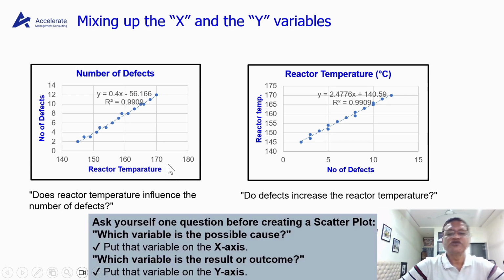We need to ask this question to ourselves when we are selecting x and y variable. Which variable is a possible cause? The possible cause has to be on the x-axis and the output variable has to be on the y-axis.